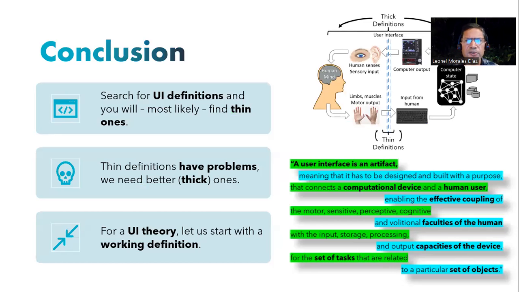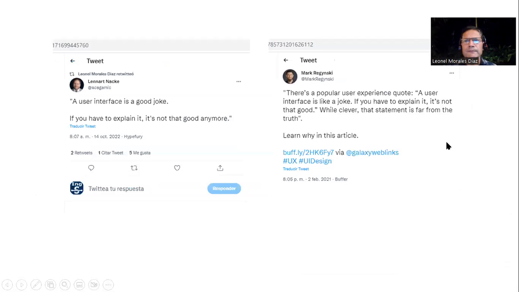And for my conclusions, if you search for user interface definitions, you're most likely going to find thin definitions that concentrate on the narrow region of contact between the user and the computer. And thin definitions have problems because they don't guide you in the task of trying to match the capabilities of the human with the capacities of the computer. And for a user interface theory, we need better definitions. We need to start with a good working definition, and I provide one in the paper.